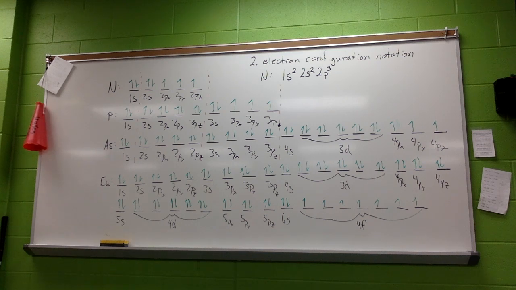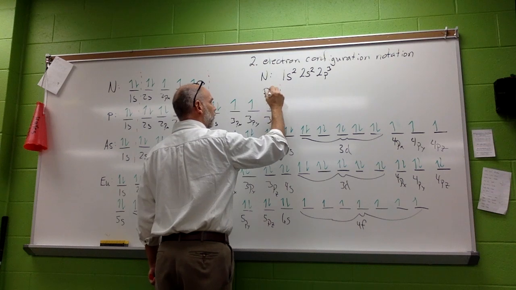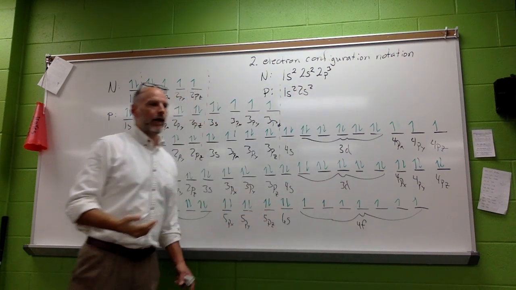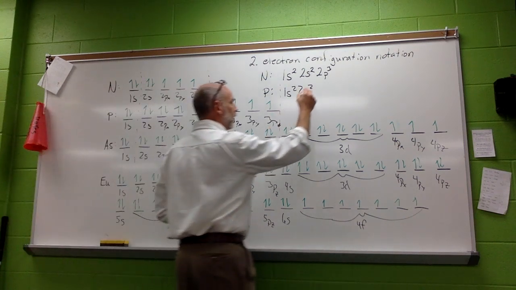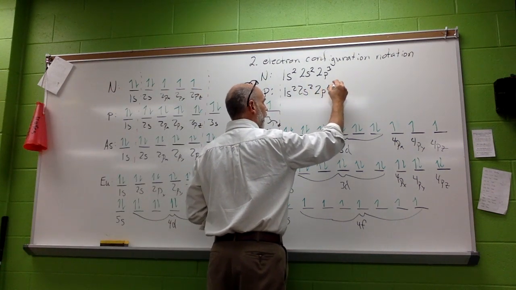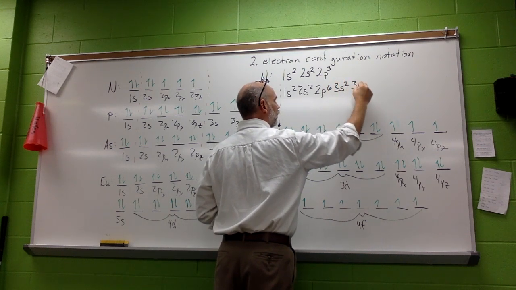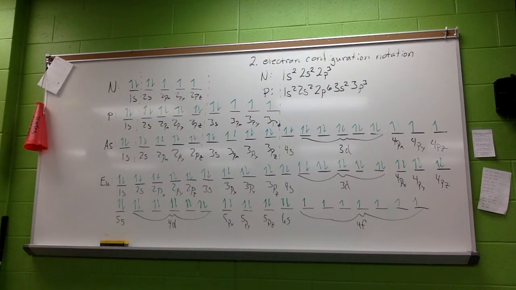So clearly, phosphorus would then be 1s2, 2s2. Now, for phosphorus, we had to go all the way through this, so we'd put 2p6, then 3s2, then 3p3.